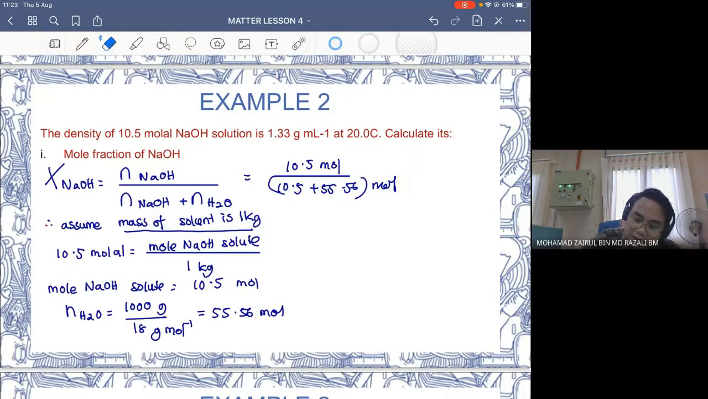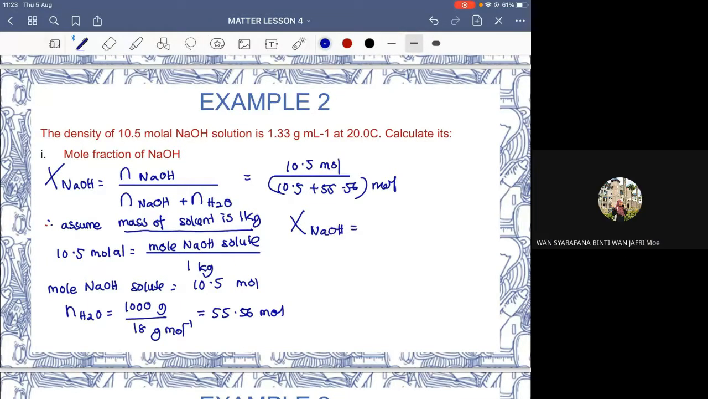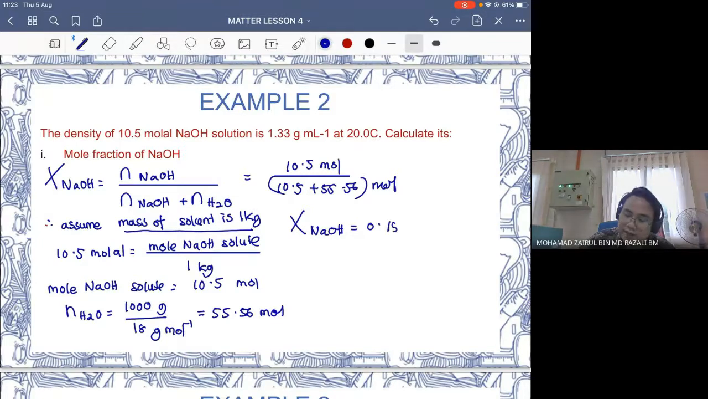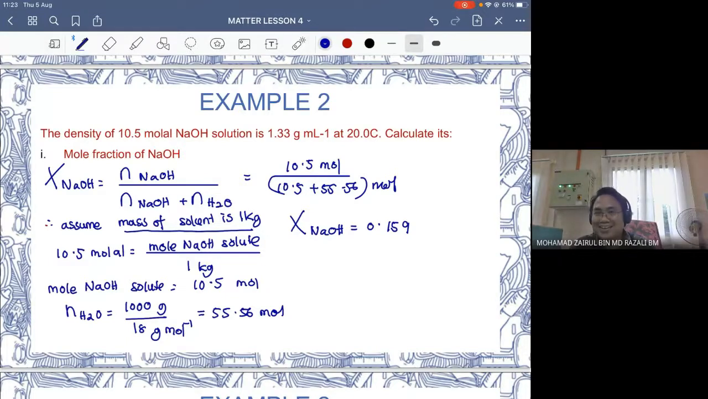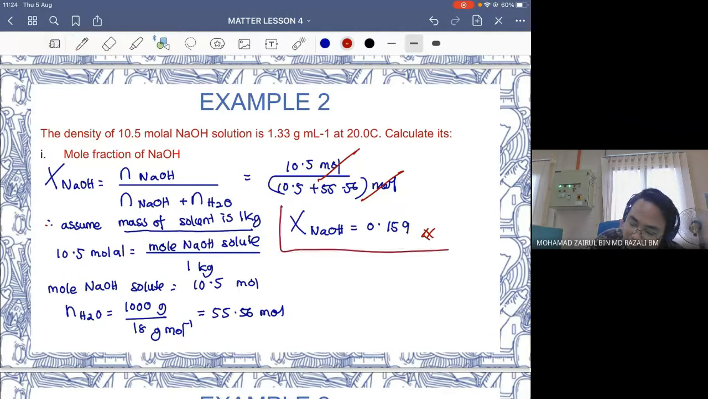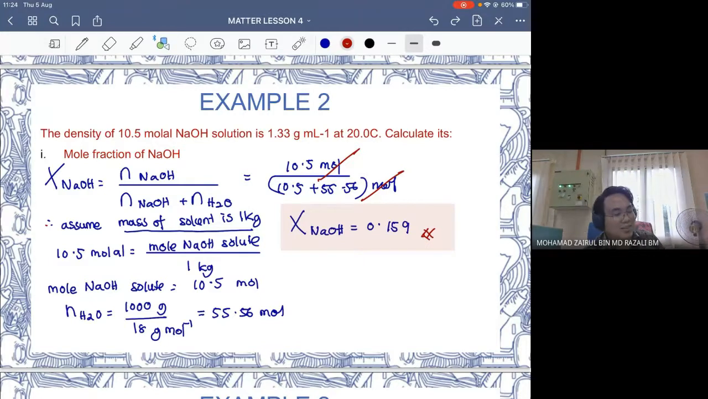So calculate, kira. So the mole fraction of NaOH awak dapat berapa? 0.159. Okay, ada unit tak? Mole fraction ada unit ke tak? Tak ada. Okay, remember mole fraction does not have any unit. Reason sebab apa? Sebab kita dah cancel outkan dah unit on the numerator and also denominator. So this is your answer. Okay, boleh ni? Boleh, sir. Okay, senang lagi kan? Senang je. Tak susah pun kan, miss.